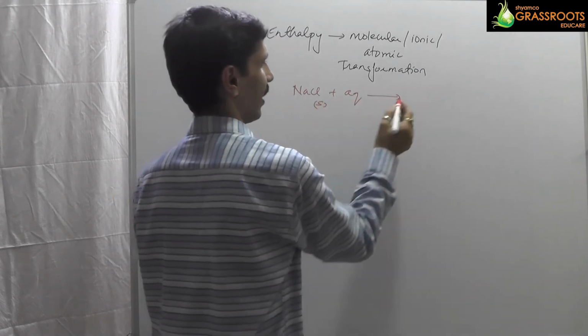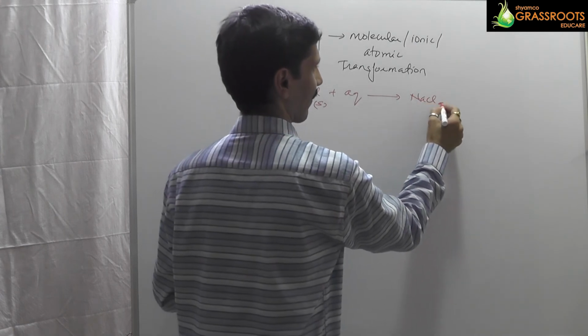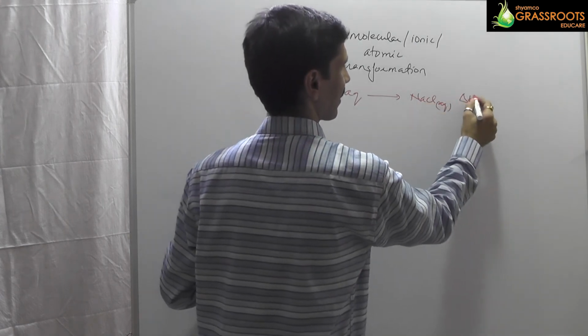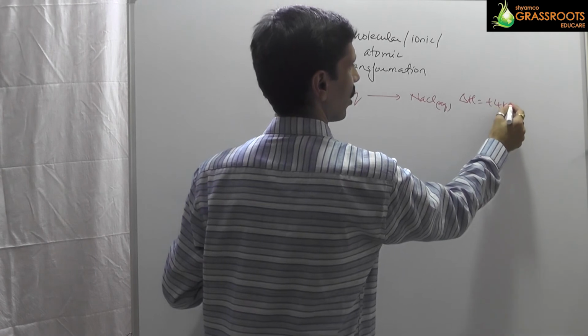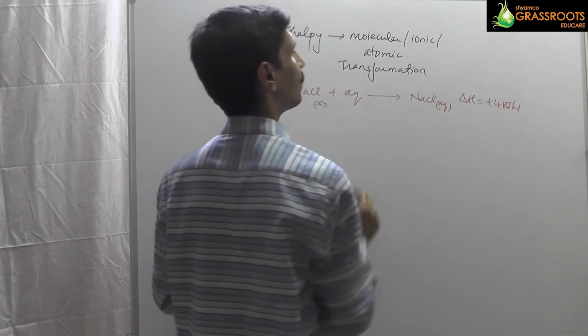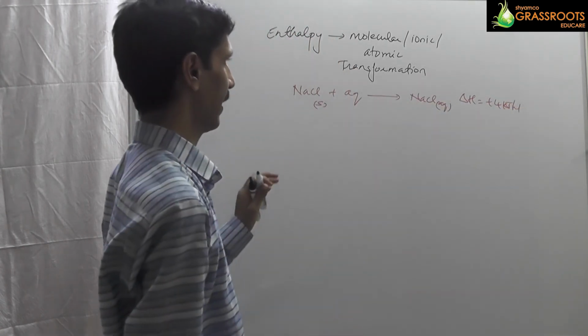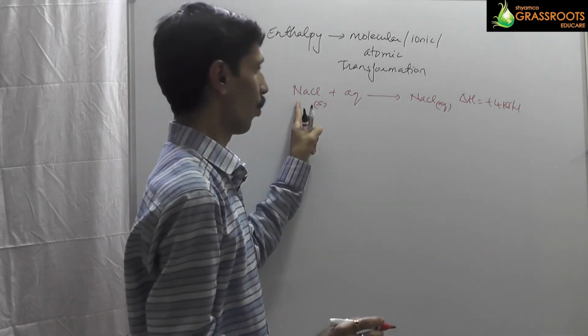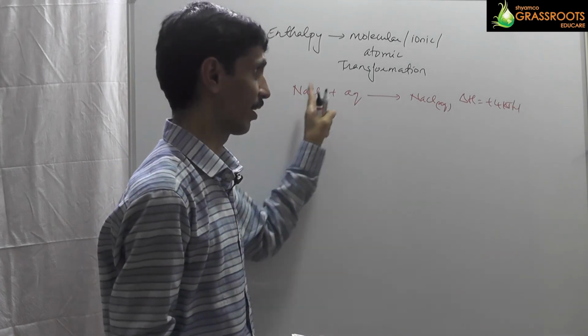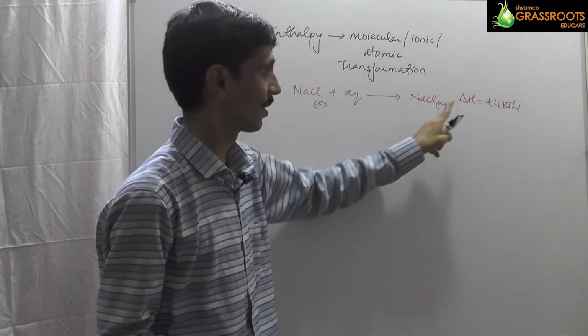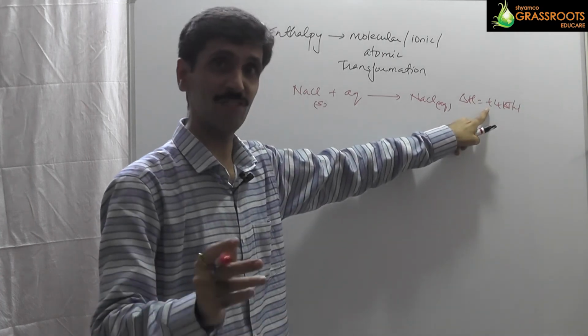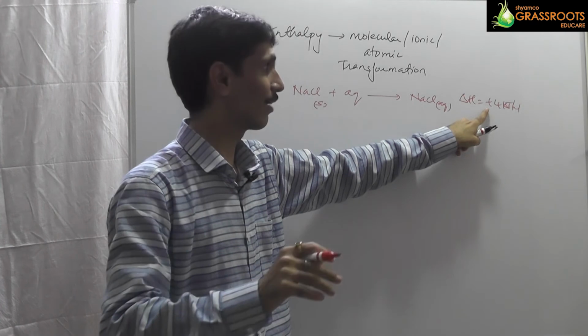NaCl is in the solid state and you get NaCl aqueous. इसका डेल्टा H वैल्यू is +4 kilojoules per mole. ओके, इसका मतलब ये हो जाता है कि when 1 mole of NaCl is going to be dissolved in water, the amount of energy which is to be supplied is going to be how much?